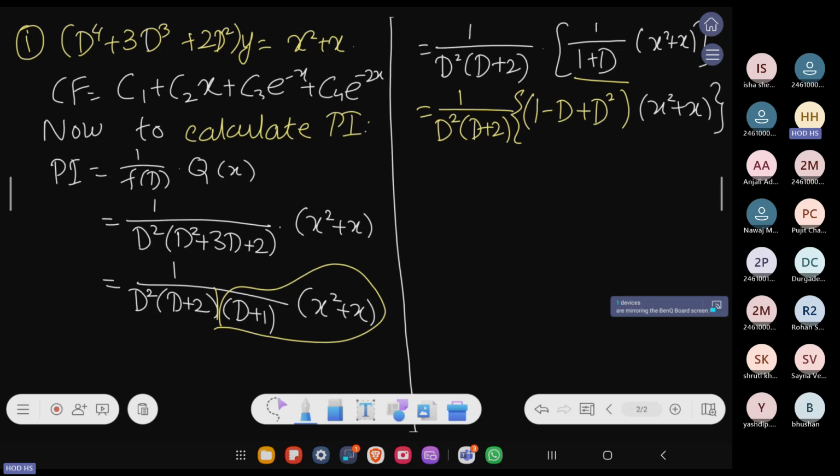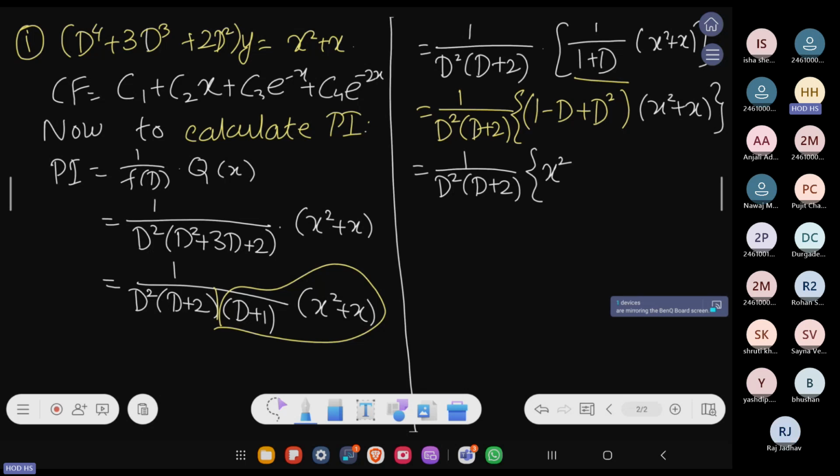Now evaluate this quantity. You will get 1 upon D square (D plus 2) of what? 1 times this bracket is simply x square. I will consider x in my mind for a while. What is the differential of this bracket? Okay, otherwise I will write down all the terms. What's the harm? So it's 2x minus 1 and this square will give me plus 2, right?